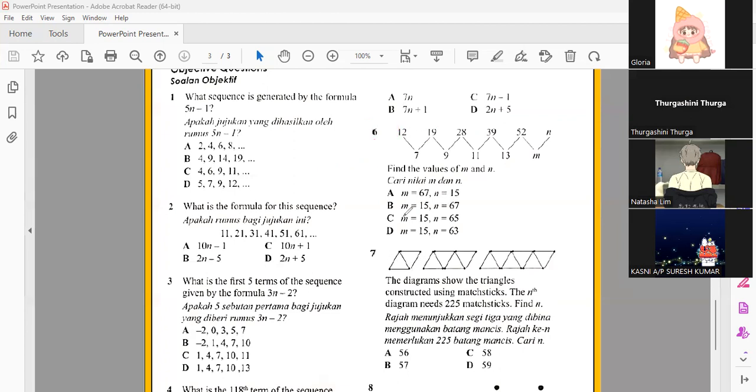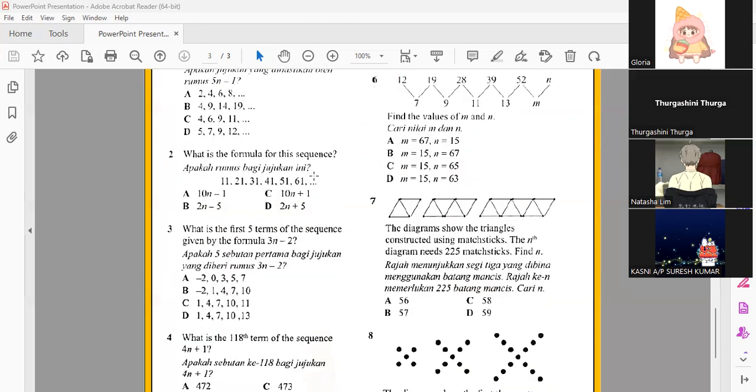Okay. Now, number 7. I think number 7 is the last one, is it? No. Give you a heads up. Okay, 7 and 8. All right, the diagram shows the triangles constructed using matchsticks. Hey, girls, you know what's matchsticks, right? Look at their triangles and look at the number of matchsticks. The nth diagram needs 225 matchsticks. Find n. So don't worry. Just look first and create the table.